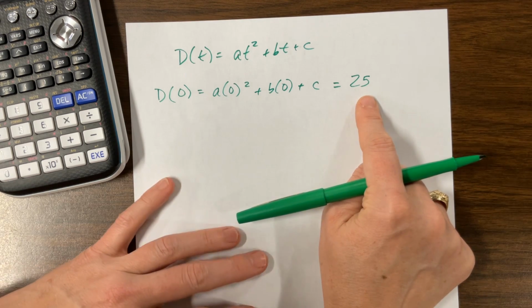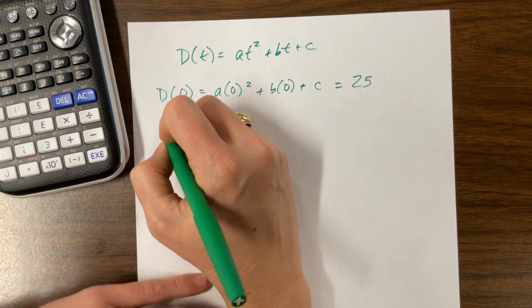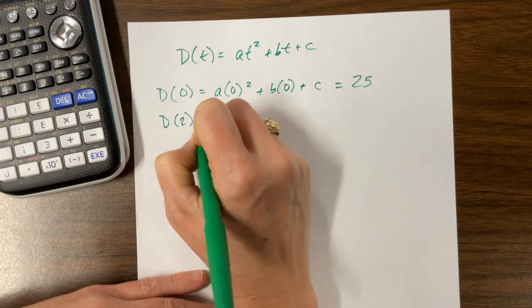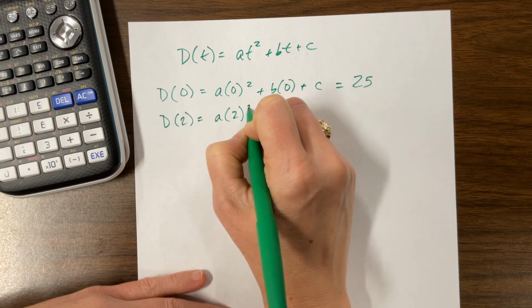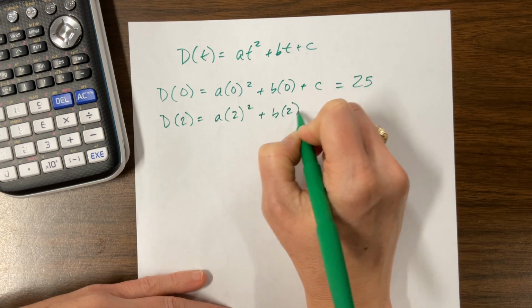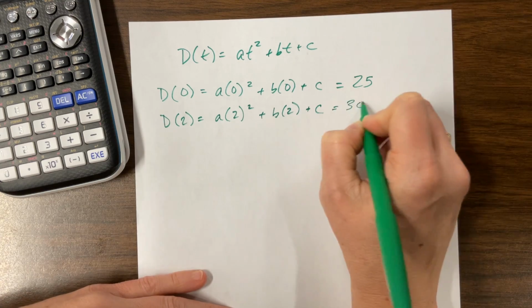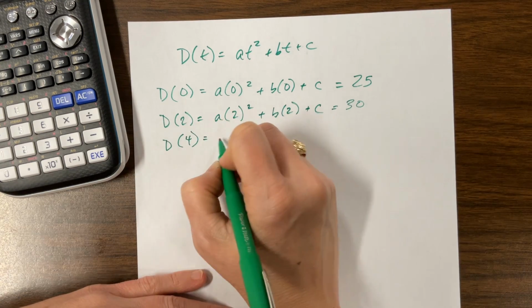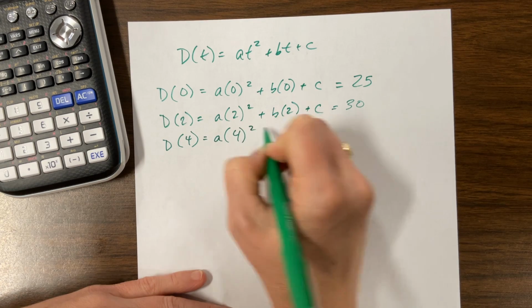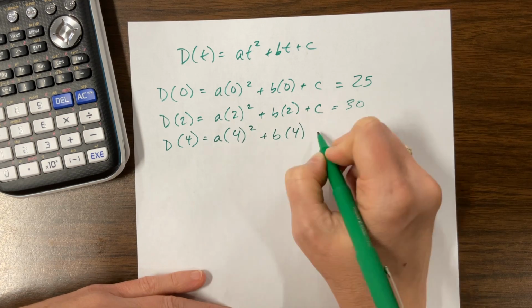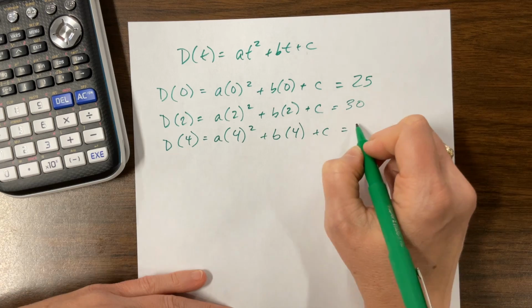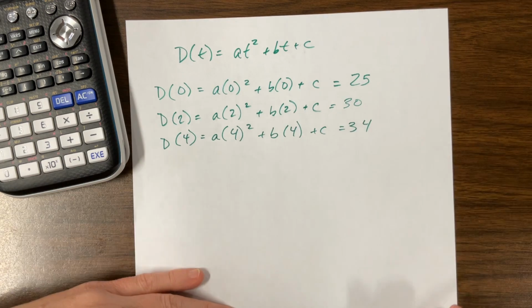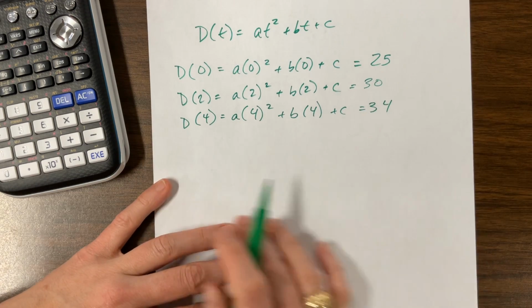Okay. Then the next one, so then it says use the given data to write 3 equations. Okay, so here's the first one. The next one, d of 2 would be equal to a times 2 squared plus b times 2 plus c, and that output value was 30. And then d of 4 is equal to a times 4 squared plus b times 4 plus c, and that is equal to 34. That was the output value for that one.